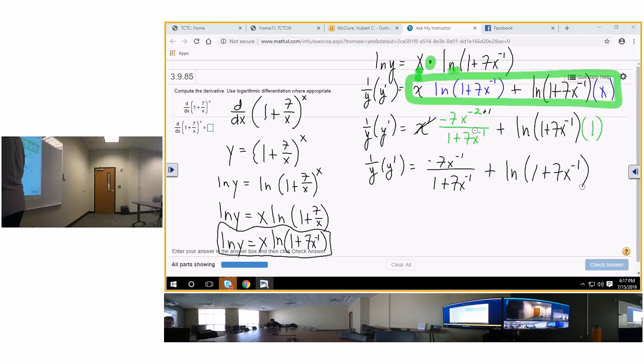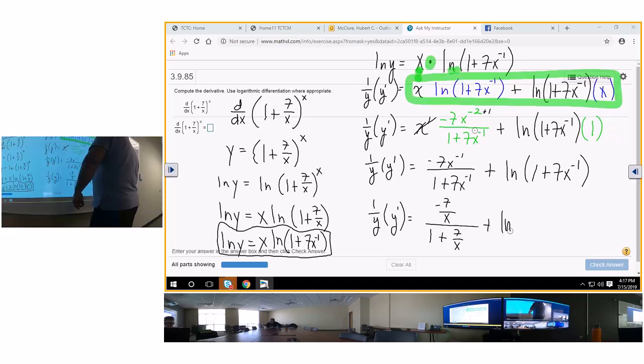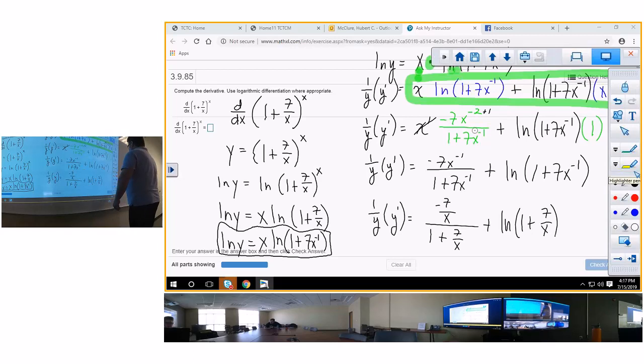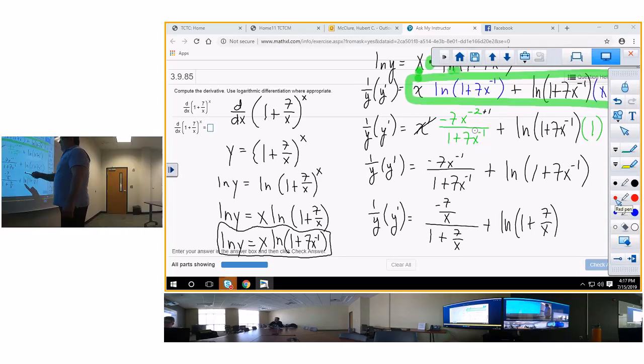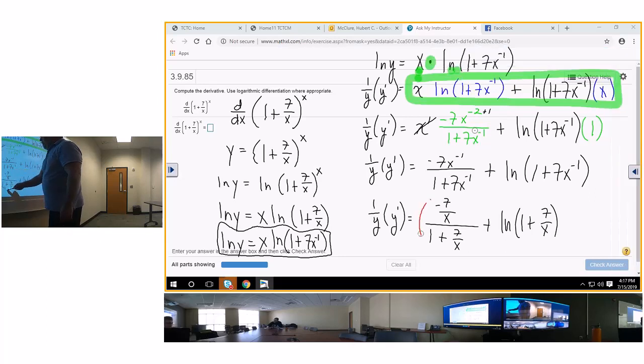Okay? 1 over y times y prime is equal to negative 7 over x over 1 plus 7 over x, plus the natural log of 1 plus 7 over x. Now, get a common denominator of all three terms, which is going to be what?